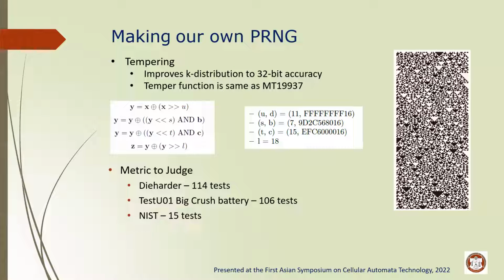Now, how can we judge whether the generated numbers are good enough? There should be some metric. We have used the standard test beds available today. First is Dieharder, which contains 114 tests. Then TestU01 BigCrush battery, which contains 106 tests, and NIST, which contains 15 tests. These are the standard tests available for judging randomness quality.